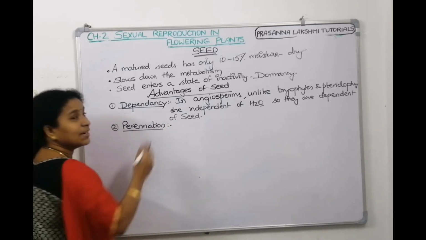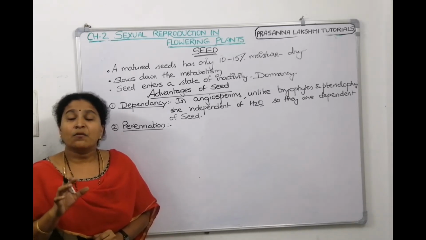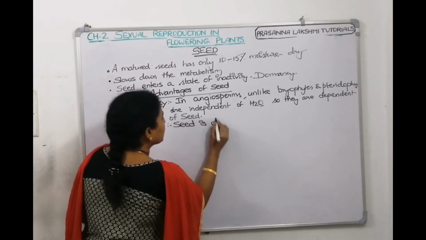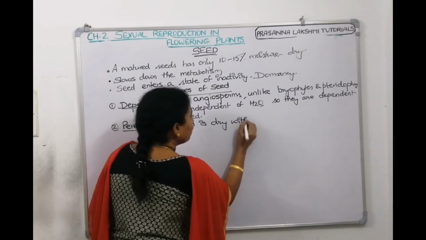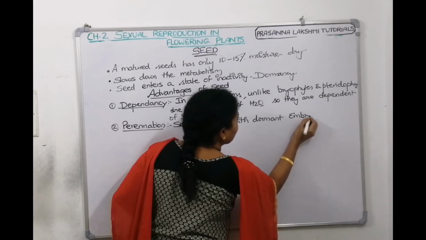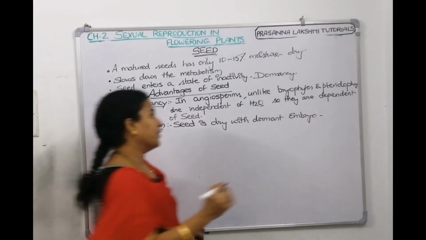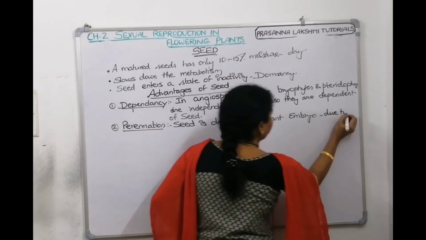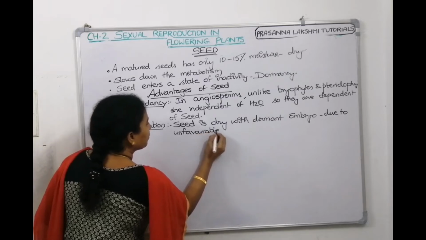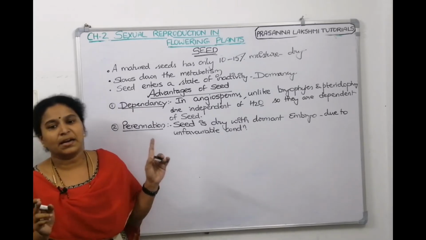So, what can we write under perennation? We can tell that the seed is dry, with a dormant embryo. Why is the embryo dormant? Because the conditions are unfavorable. Due to unfavorable conditions, it has undergone a period called perennation.